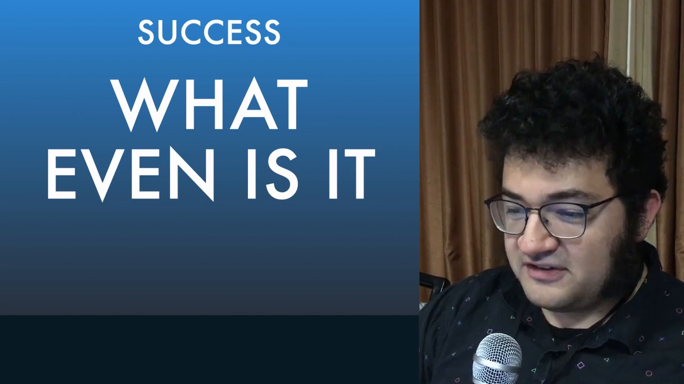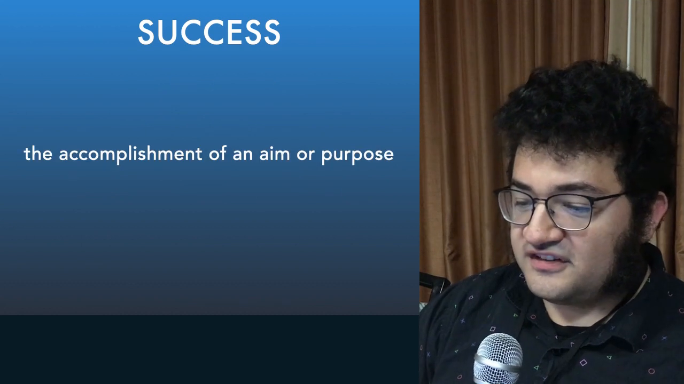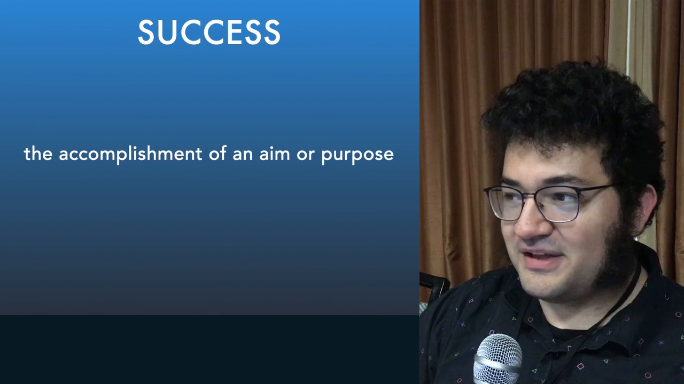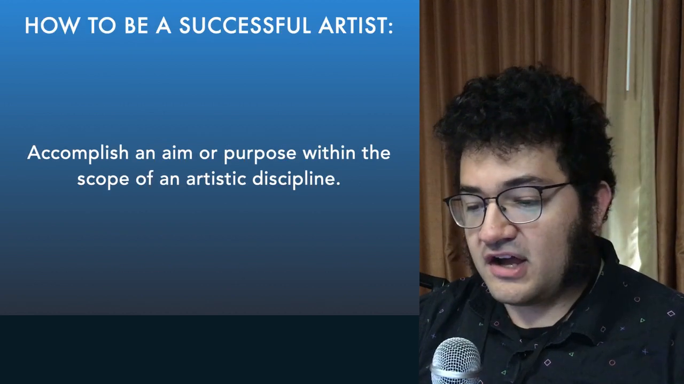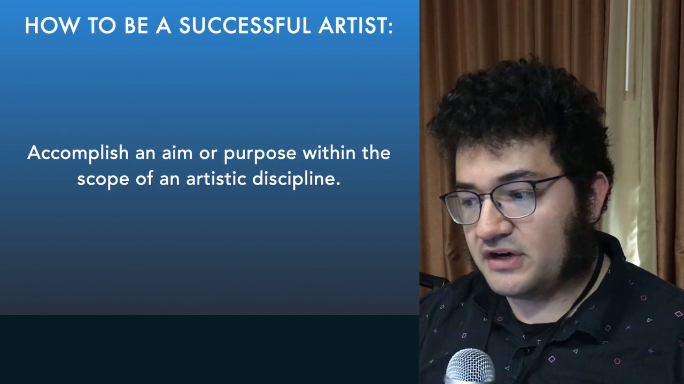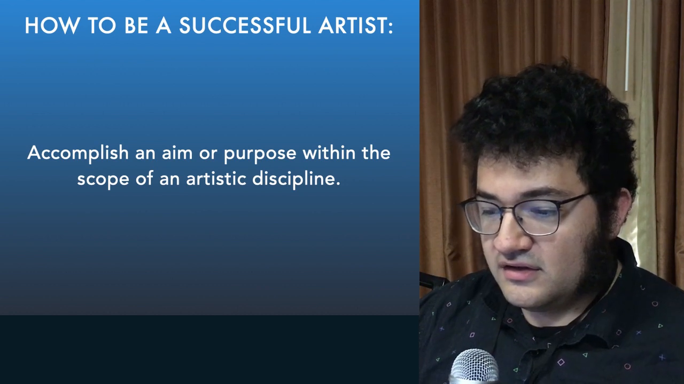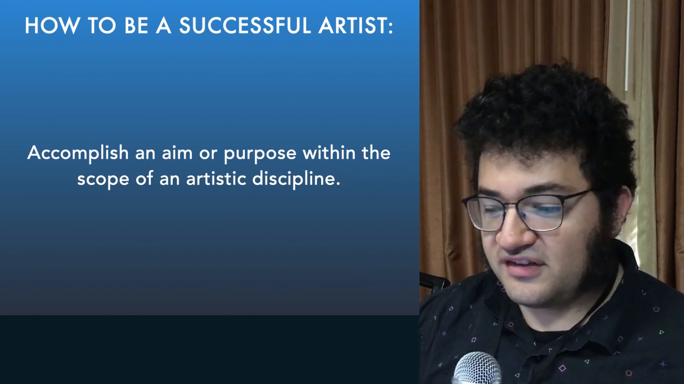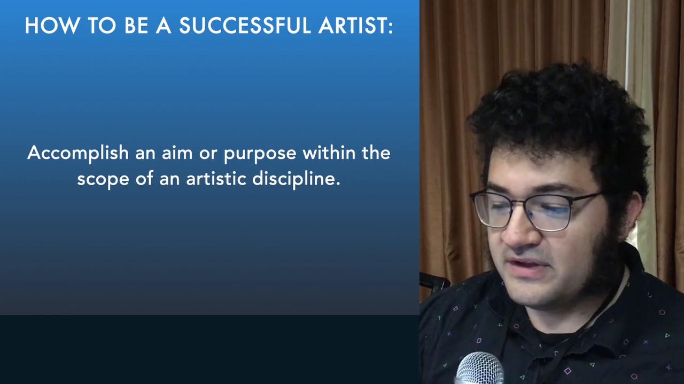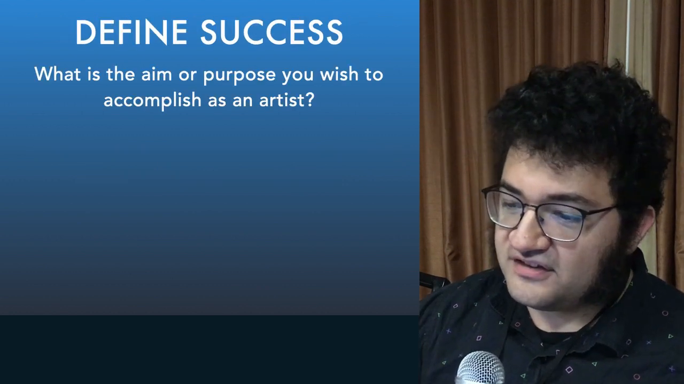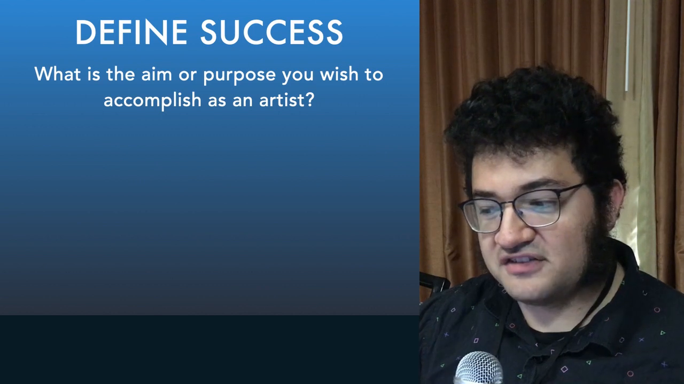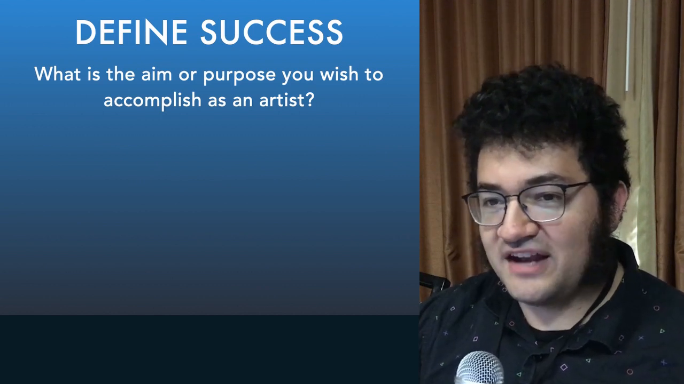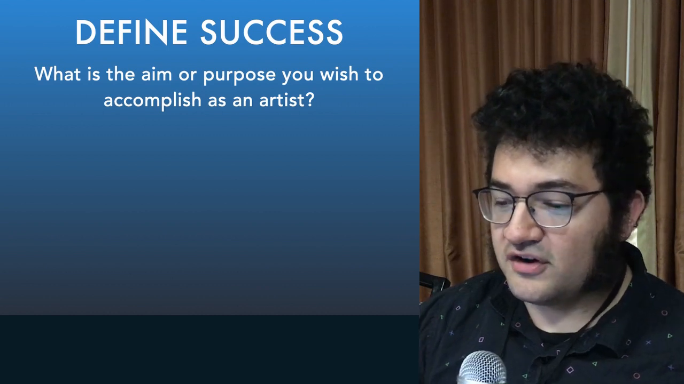If we go by a simple dictionary definition, success is the accomplishment of an aim or purpose. So if you want to be a successful artist, that's accomplishing an aim or purpose within the scope of an artistic discipline. So if we want to get anywhere in the question of being a successful artist, we have to start with this first step. What is the aim or purpose you wish to accomplish as an artist? And this is a question I hope to help you answer today. It can be kind of tricky to do because art is a broad discipline.